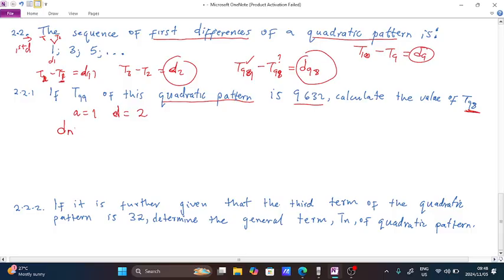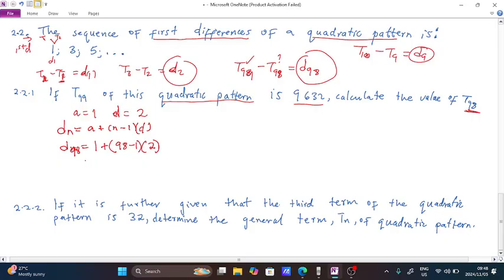Now let's get the general term of the first difference. I will say a plus n minus 1 multiplied by d, since the first difference is linear or arithmetic. Let's just get straight to difference number 98. The value of a is 1, plus 98 minus 1, times the difference, which is 2.